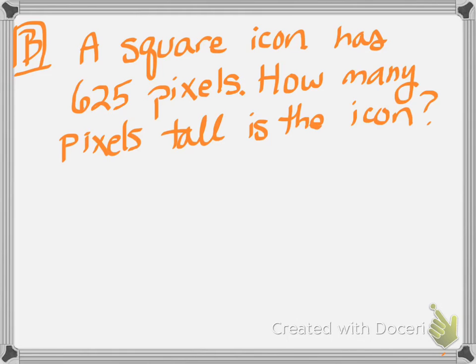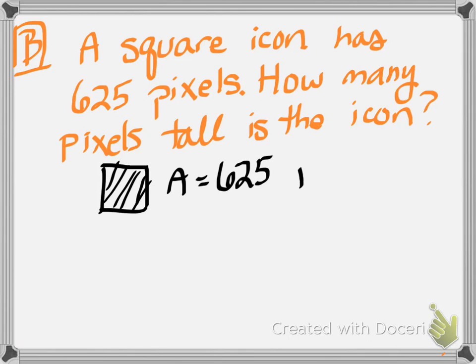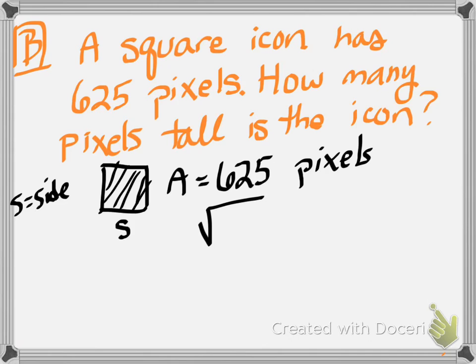Let's try a second one. A square icon has 625 pixels. How many pixels tall is the icon? Again, it's a square, and everything inside the area is 625 pixels. So the length of one side, if S is side, would be the square root of 625. So now I'm going to use my critical thinking. I need to figure out what number multiplied by itself will get me 625.